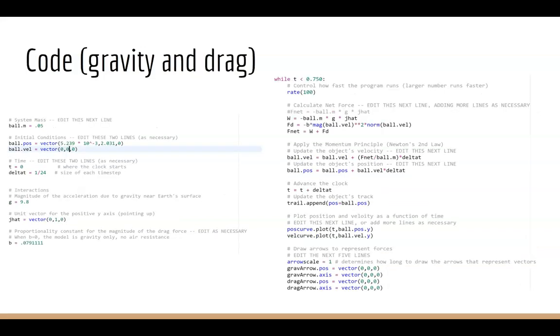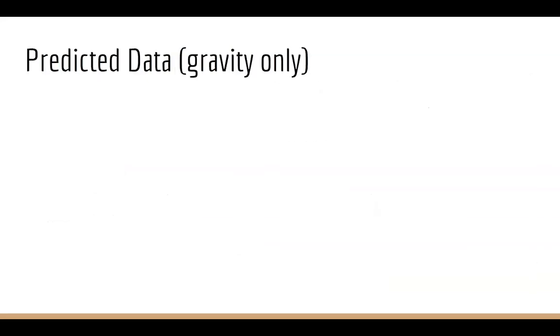This is my code for the gravity and drag force model. I only changed the net force and the proportionality constant, which I found by trial and error so that the model would more accurately reflect the experimental data. I wanted to make sure that the final position of the experimental data aligned with this model. I found the proportionality constant to be 0.0791111, and for the net force I said that it is equal to weight plus force of drag.